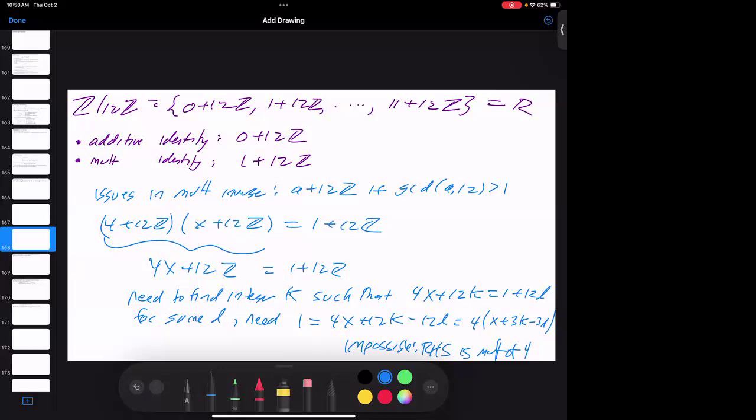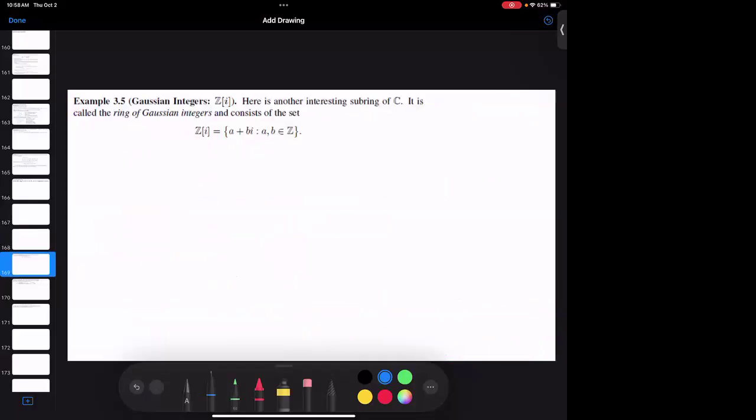Itself, right? This is very similar to the group 1, 5, 7, 11, which we've seen many, many times. Okay, another good example is the Gaussian integers. It is a subring of the complex numbers. Has everybody seen the complex numbers? So i equals the square root of -1, or i squared plus 1 equals 0, i squared is -1.